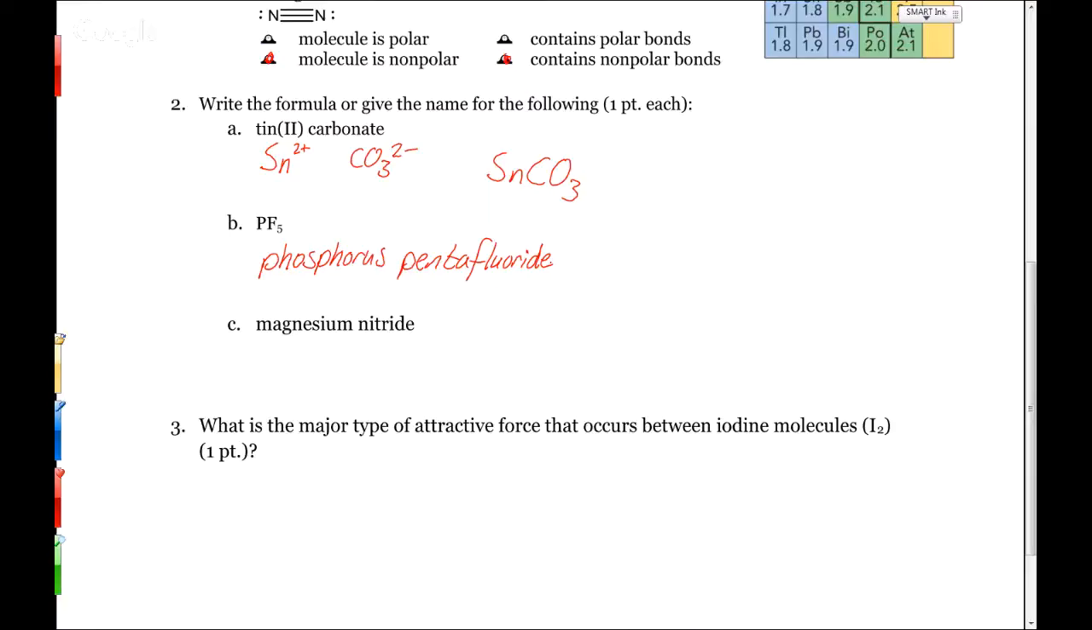And then finally, magnesium nitride. We know magnesium is +2. We know nitride is -3. So we've got to put those together in a compound. We get that. Okay.